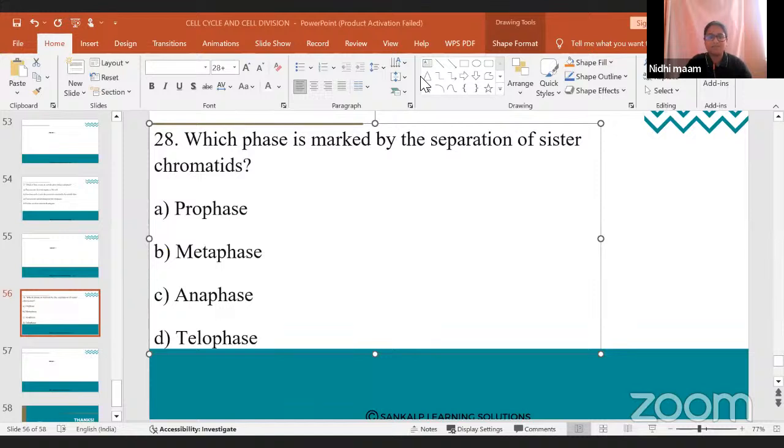Pavitra, Sanjana, Madan Nayak, Rakshit, Yashoda, Dhanush HJ answered it. Fine. Most of you answered it for option D.